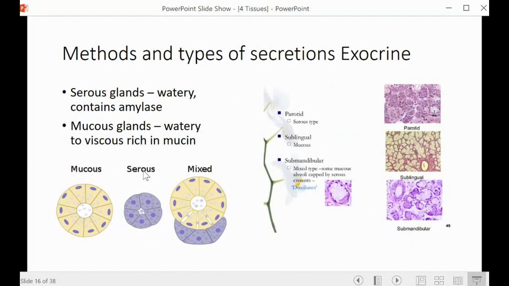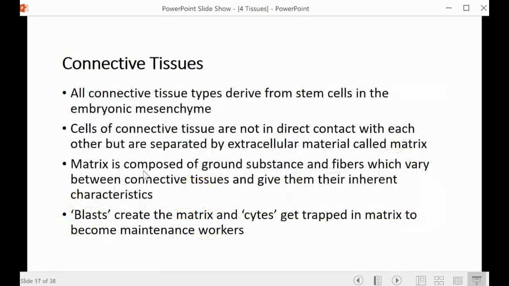There's also different types of secretions for these exocrine glands. Okay, so we have serous glands. Serous glands are going to do watery, and they contain what's called amylase. Amylase is an enzyme to help us digest amylose. And then there's mucus glands. Mucuses can be watery to rich. It has mucin in it. Okay, this would be like a snot or some sort of like mucin makes sort of that thicker kind of secretion.